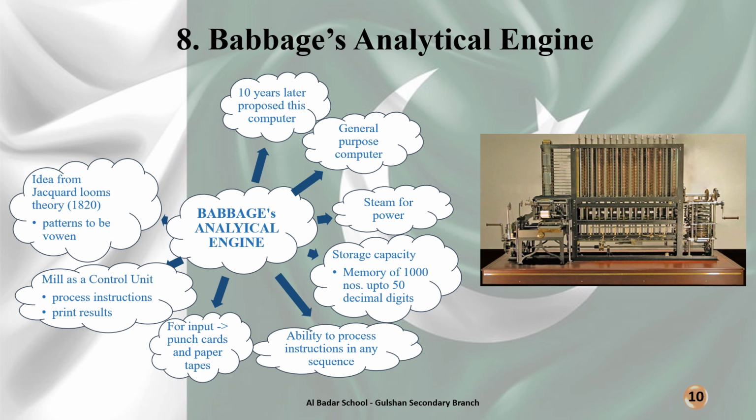And for this machine, Babbage borrowed the idea of punch cards to encode the machine's instructions from Jacquard's loom. The loom, produced in 1820 and named after its inventor, Joseph Marie Jacquard, used punch boards that control the patterns to be woven. I will show you the video that will clear the idea.